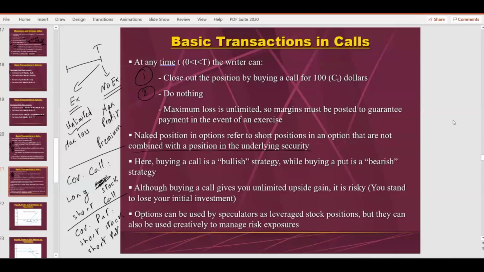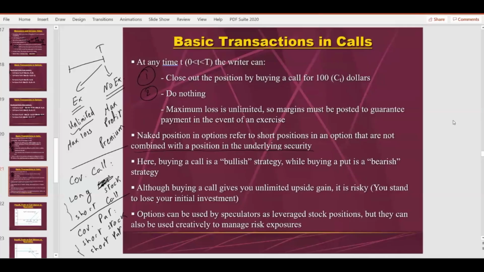Here, it's easier to look at it when it's a covered call. With the covered call, if the stock price increases, what will happen is that you will have a loss on the call, but this loss on the call is going to be offset by profits on the stock. So those two will offset each other.